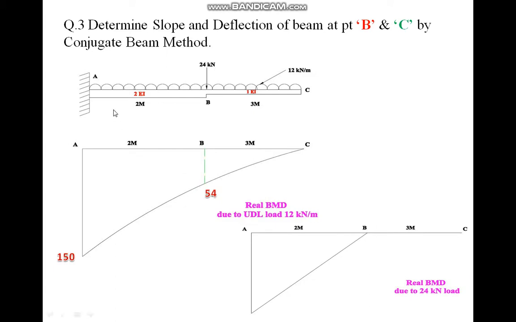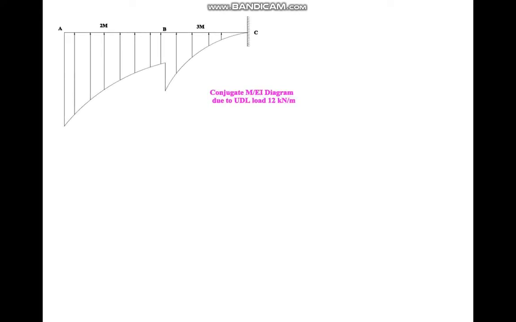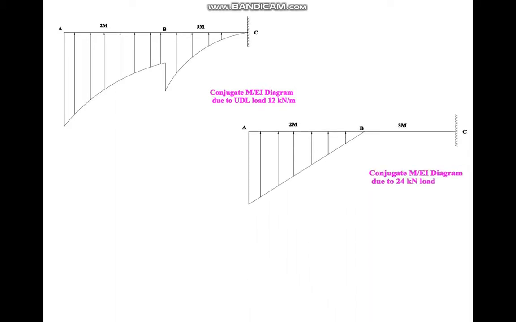The same thing now for the real bending moment diagram for the 24 kilonewton load. It is 24 into 2, which gives 48 kilonewton meters at point A. So this is the real bending moment diagram for both the UDL and the point load. The next step is to draw the conjugate beam diagram, the M by EI diagram, due to the UDL and the point load. Draw them separately. First, the UDL.